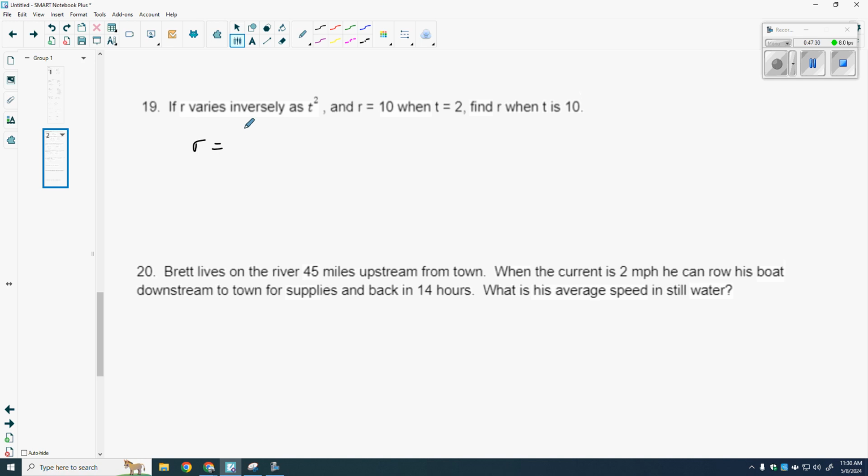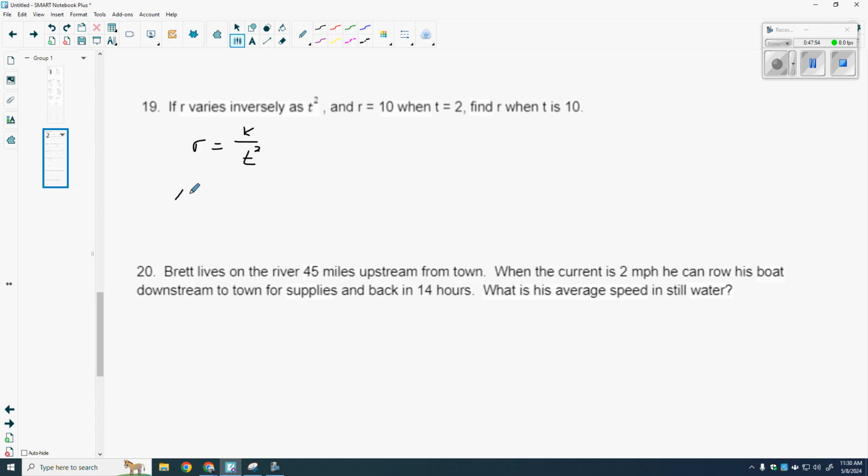Okay, R varies inversely. If R varies inversely, it is a constant of variation. How do they relate? Divided by whatever it's varying as. R varies inversely as t squared. So I put a t squared. If it varies inversely as t, it's just a t on the bottom. Okay, so don't let that confuse you. It's just whatever it's varying as is on the bottom, if it's inversely. And if it's directly, it's multiplication.